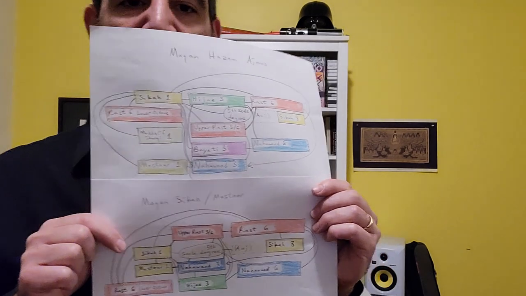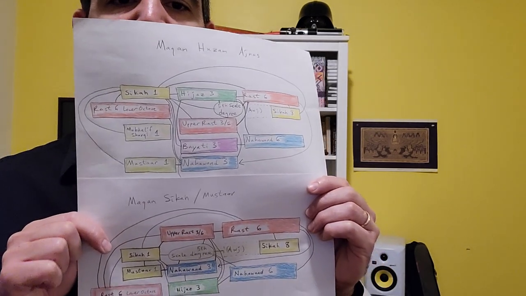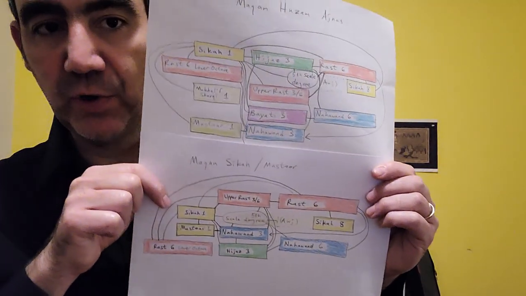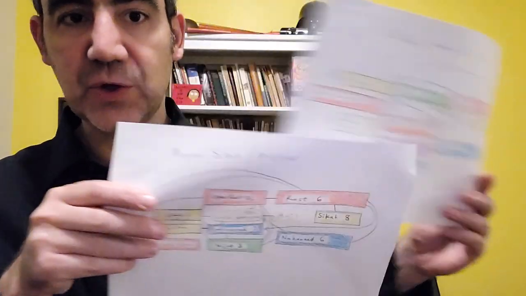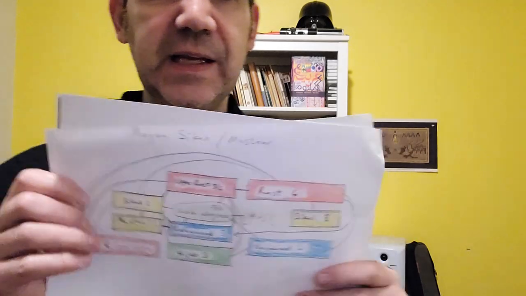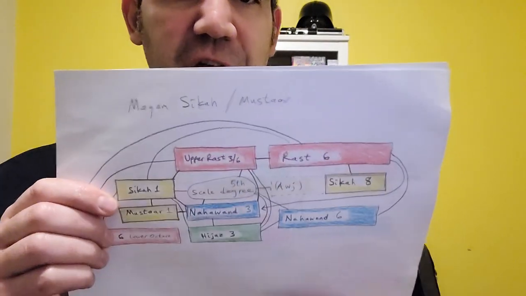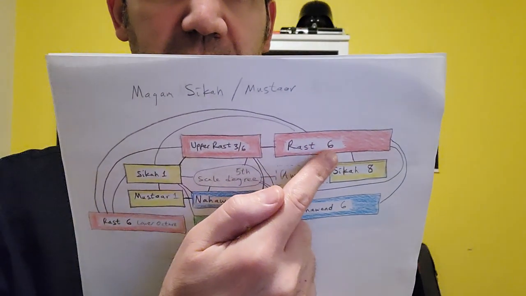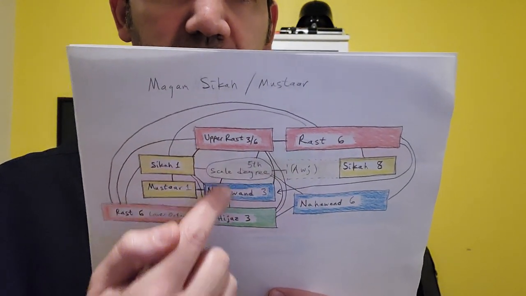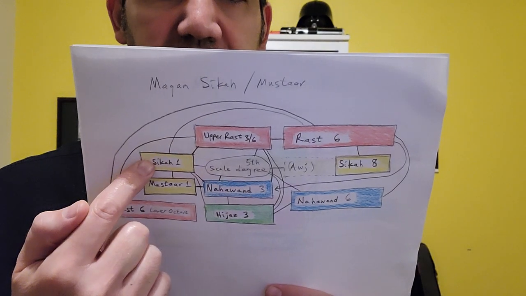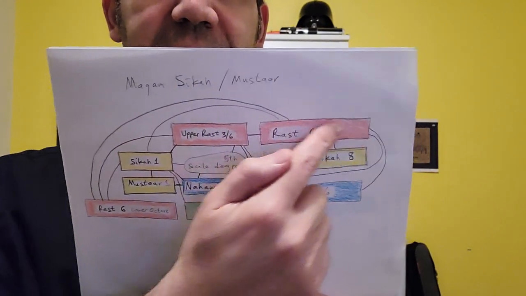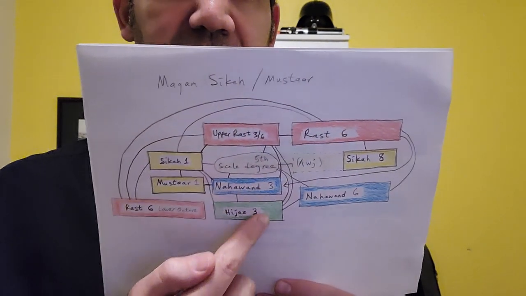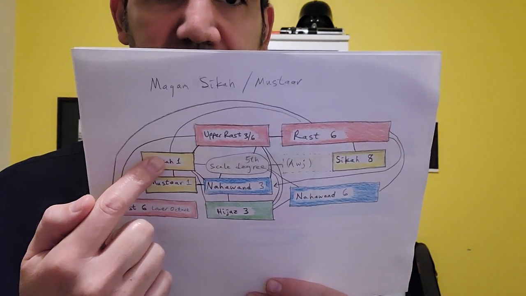So I've been using this word pathway. And the Arabic word and the maqam theory word is the word sayr. So a pathway is not just, do we start at the top or do we start at the bottom? It's, am I using this pathway from Rust to Nahawand and Upper Rust down to Sikah? Or am I going this way, Rust and down to Hijaz and down to Sikah?